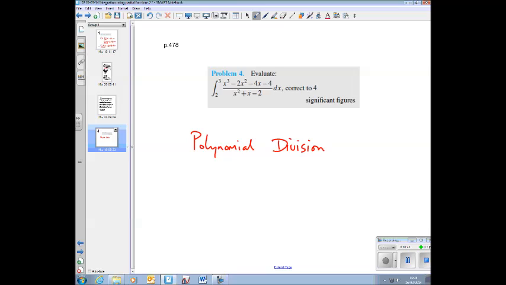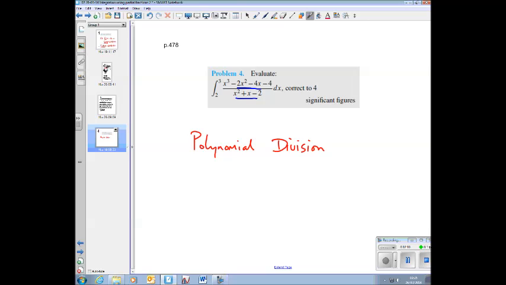Polynomial is a name we give to an expression like this or this that involves powers of x, x cubed, x squared, x's on their own. We combine all these together into what's called an expression, and we can also call it a polynomial expression because it's got terms involving x cubed, x squared, and so on. So that's all that means. Division means I'm literally going to divide the bottom into the top and find out what I get.